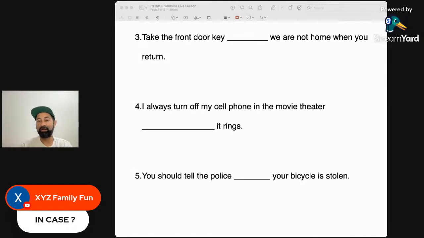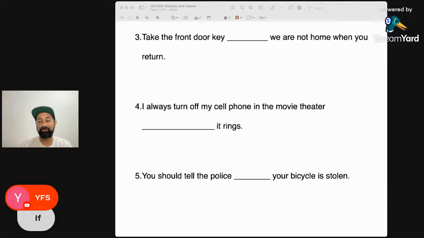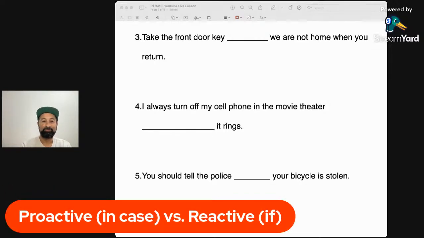So you're preparing for the phone ringing. So you turn off your phone. Then the phone cannot ring. Does that make sense, YFS? Okay, hopefully that makes sense. We got one more to practice. And let's look at that now.